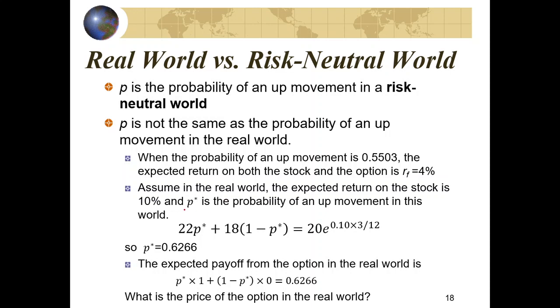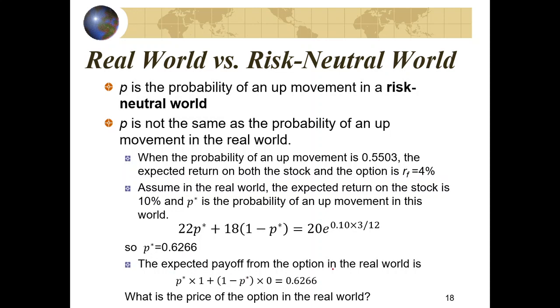So the probability of an up movement in this world will equal to, well, we do the same setup, we find the expected price of the stock, and then we solve for P star, which is the probability of an up movement in the real world. So 22 times P star plus 18 times 1 minus P star should equal the expected stock price, given that we assume the expected return is 10%. And if we solve, P star is equal to 0.6266.